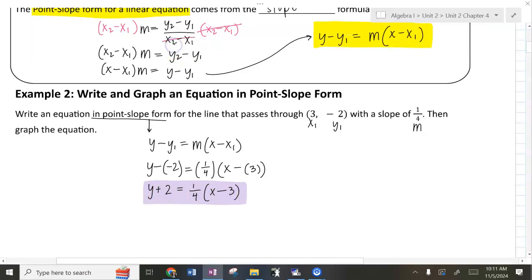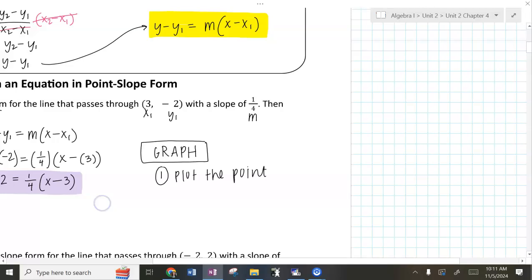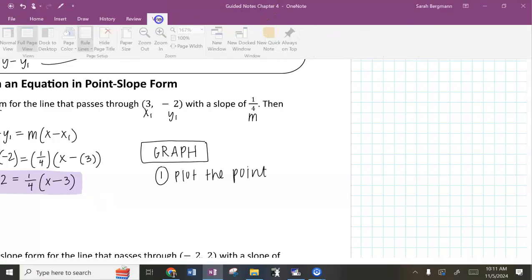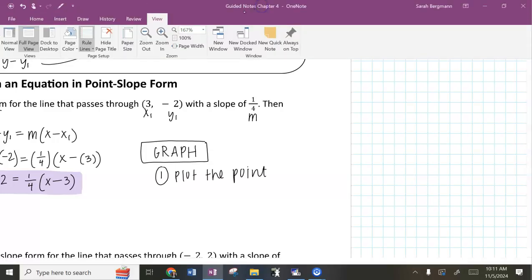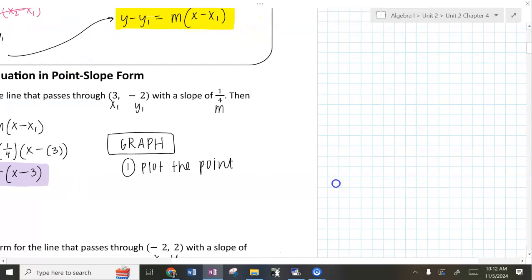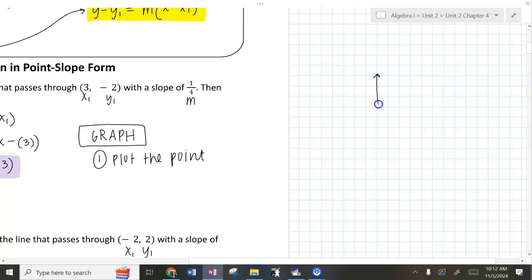In order to graph the line, you're going to do 2 steps. Step 1 is to plot the point that they gave you. If you haven't already made your background as a grid, remember you can click at the top of your screen on View and choose Rule Lines here and pick the one that says Grid. So you'll probably want the small grid. Let's draw our coordinate plane.